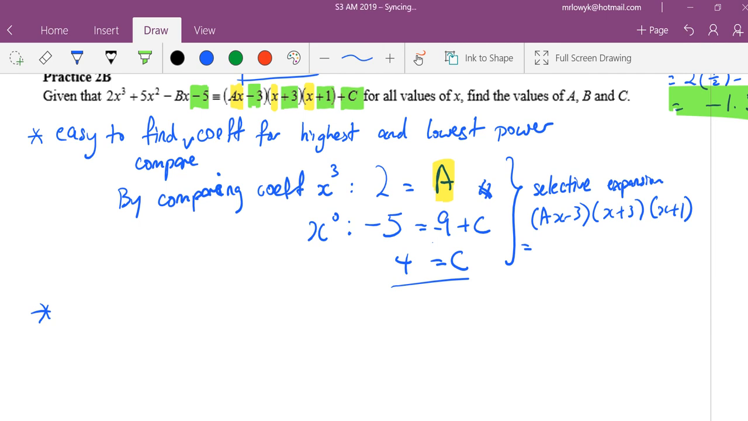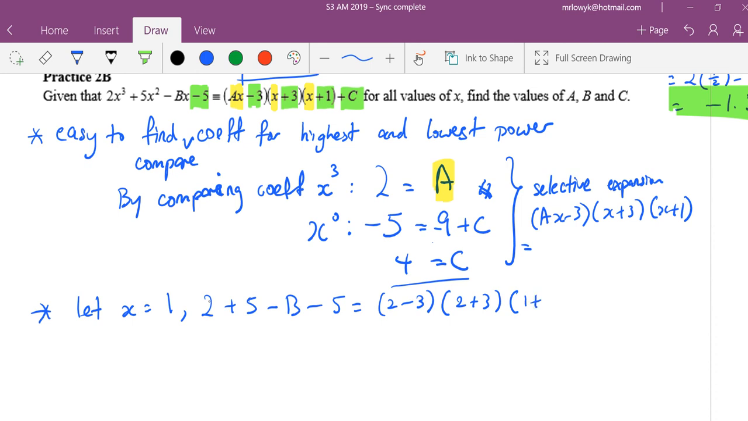Just substitute. But can you substitute x equals 0? No. So what's the next best number? 1. Don't try minus 1. So 2 plus 5 minus B minus 5. Put in the value of A, please. 2 minus 3, 2 plus 3, 1 plus 1, plus 4. Can you tell me B equals what?